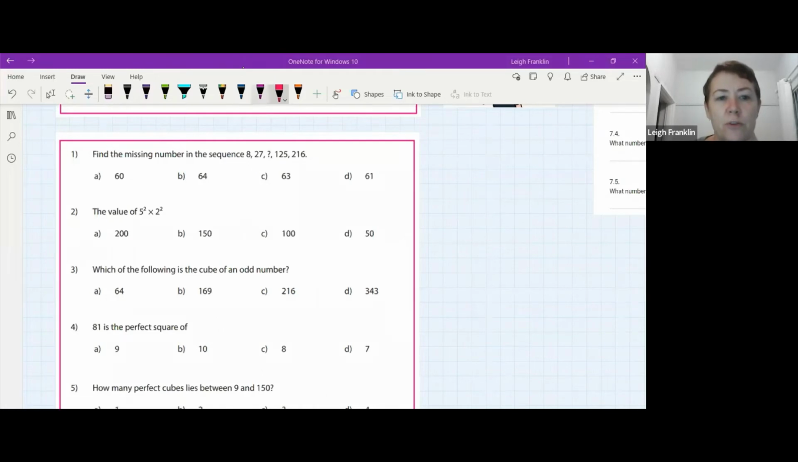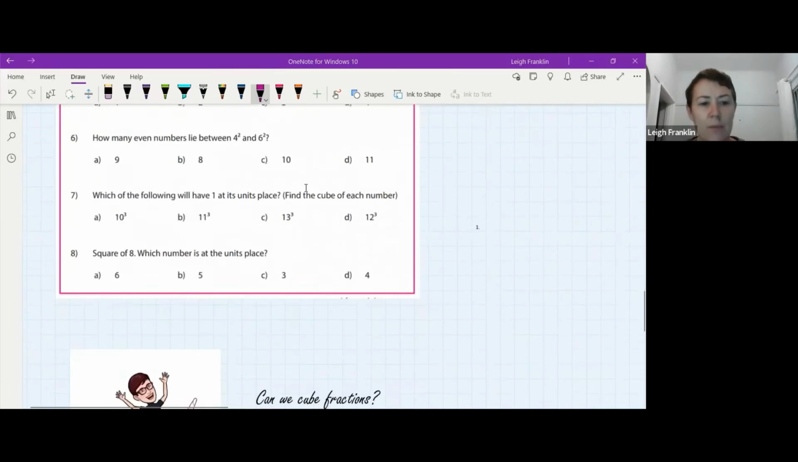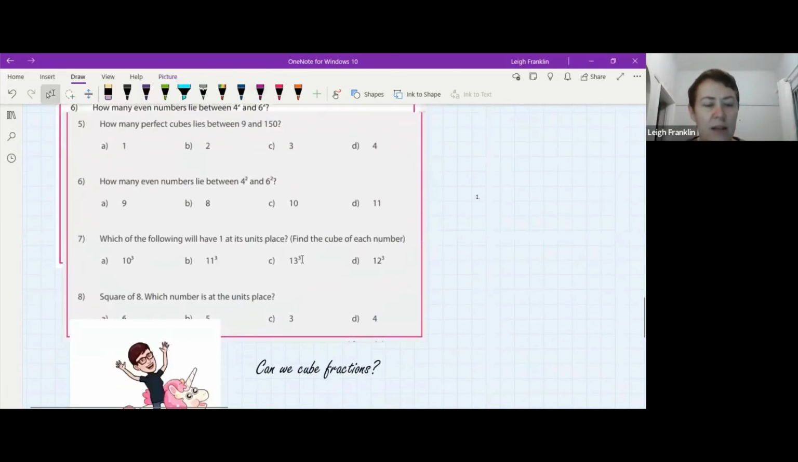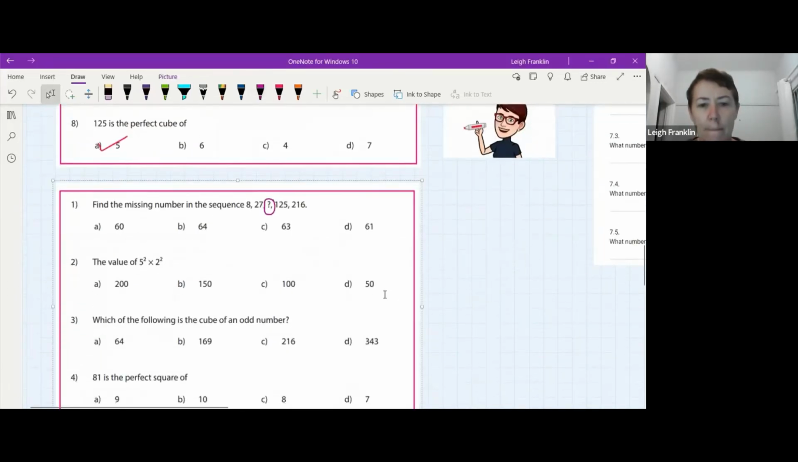Okay. So the first number is 8. The second number is 27. The third number is missing. You've got to work out what that is. Okay, and it's got to do something to do with either squares or cubes. Okay. Let me move this down. Okay, hold on a second. Let me move that down and I'll make it a little bit bigger.